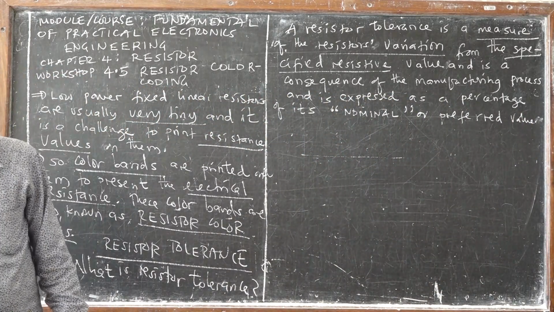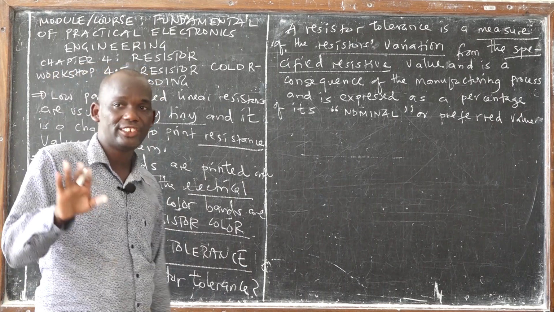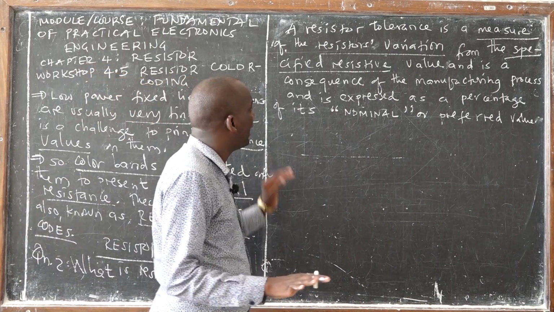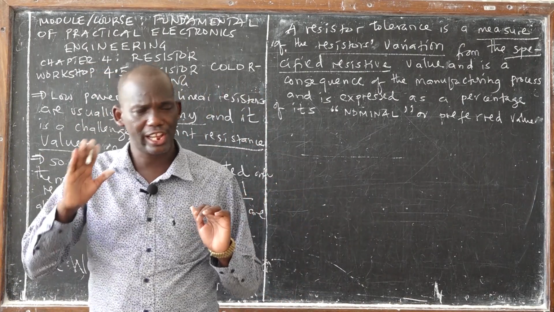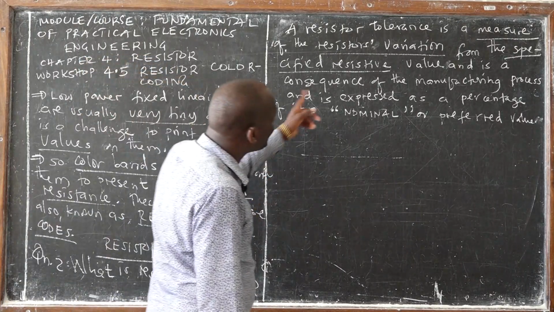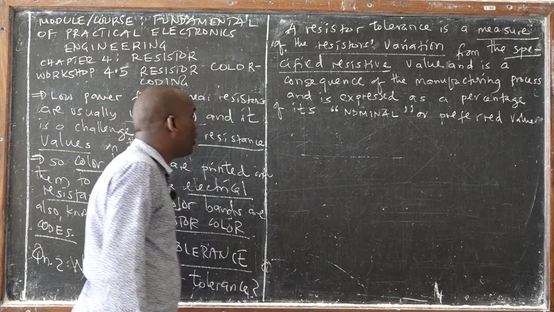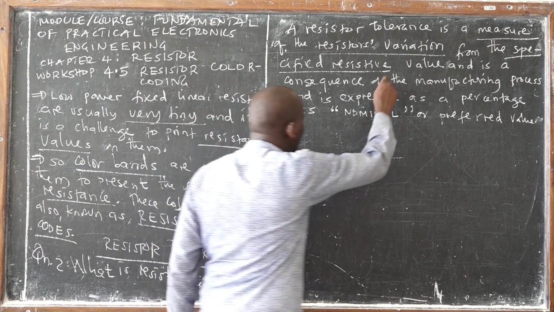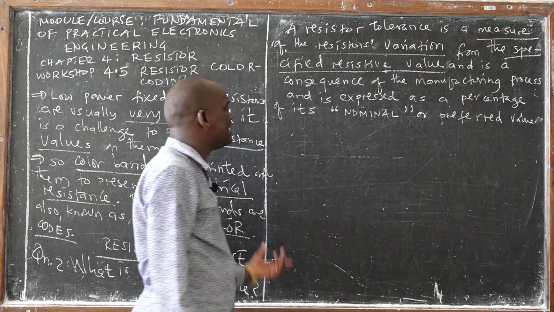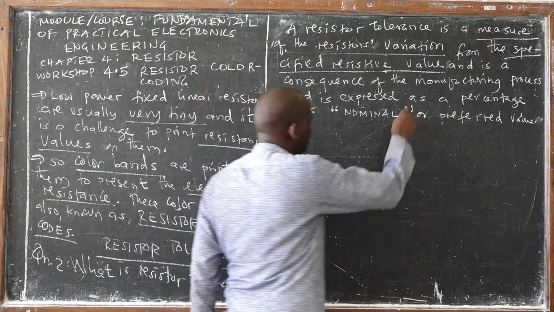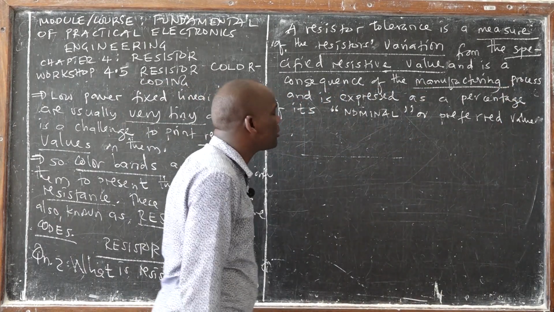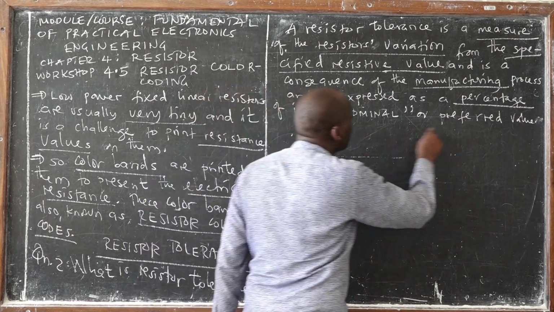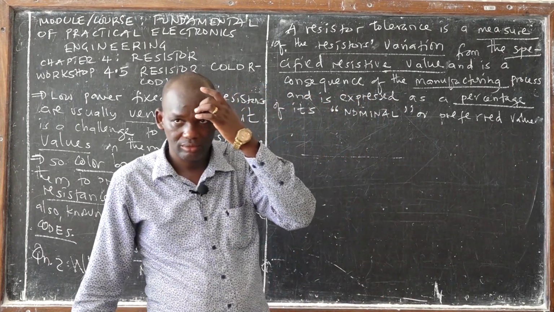Class, stop writing, listen and watch. Physical students and online students, stop writing. Listen and watch. Don't slumber. A resistor tolerance is the measure of the resistor's variation from the specified resistive value, and is a consequence of the manufacturing process. And this one is expressed as a percentage of its nominal or preferred value. Listen carefully.